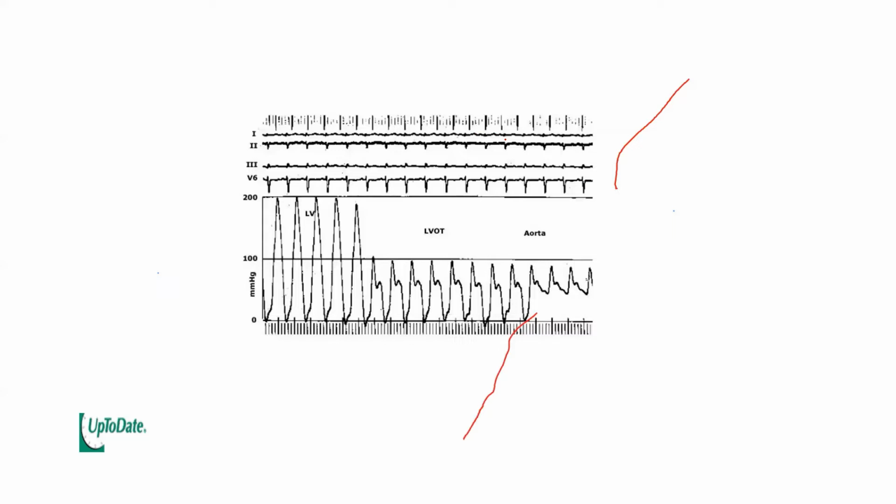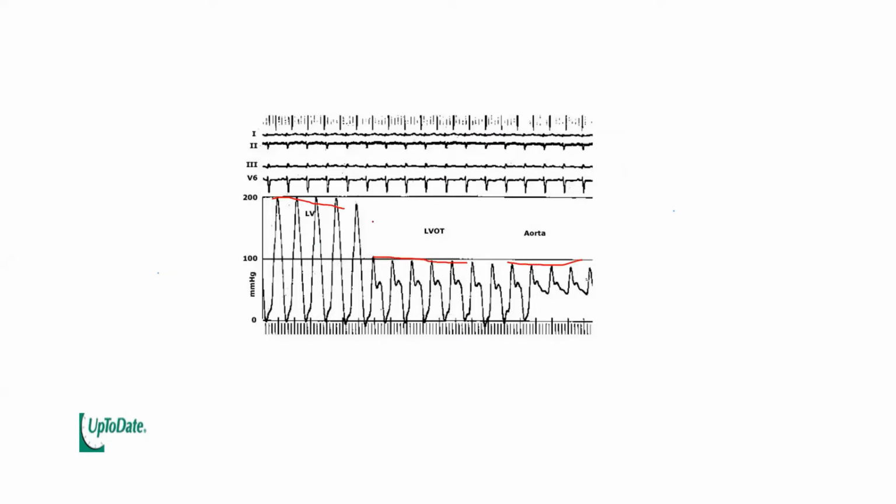The first one is LV. The second one is arterial pulse. It's still in the LV, but in the LVOT. So this part is LV. This is LVOT, spike. This is aorta. And this is the aorta.